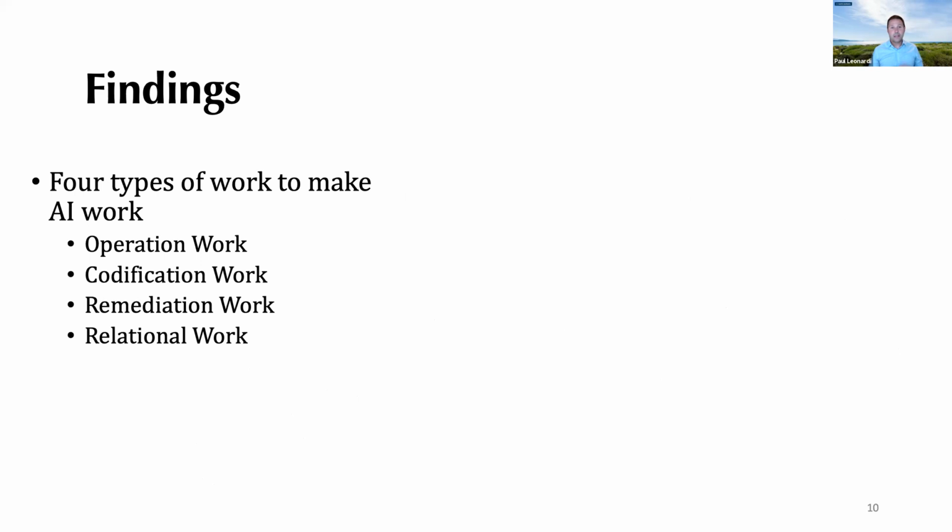In the paper, we spend a fair amount of time going over 4 different kinds of work that users in both cases were involved in order to make the AI work. And I'm not going to go into these in depth here, but I just wanted to sort of talk about very briefly what were these different kinds of work.